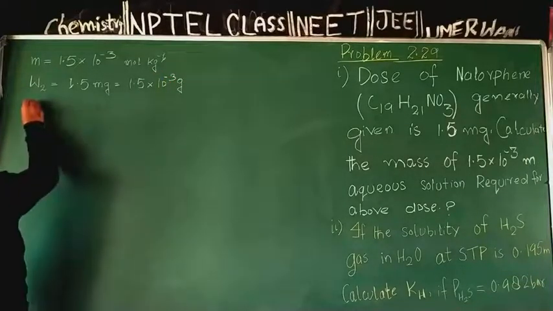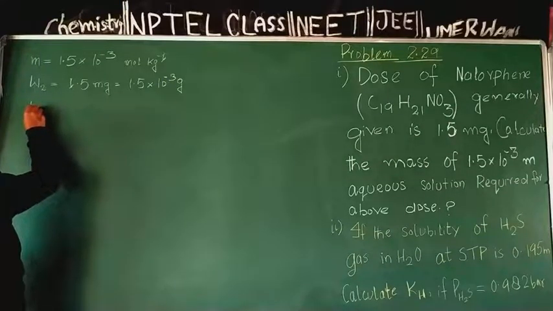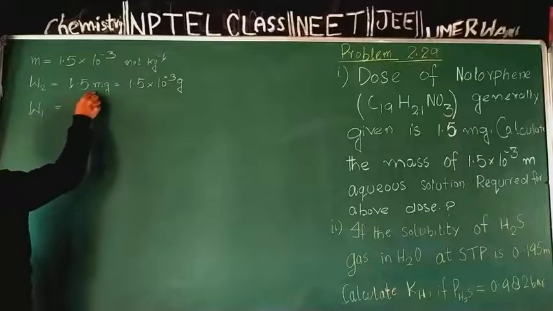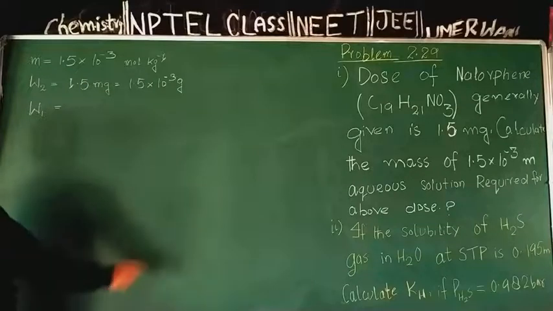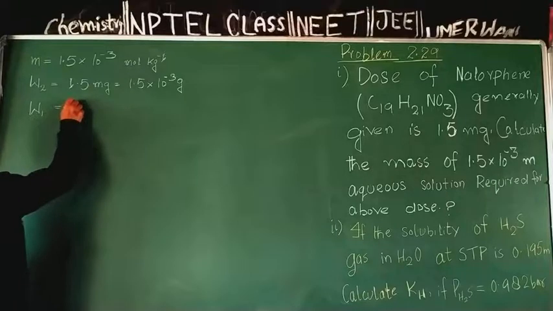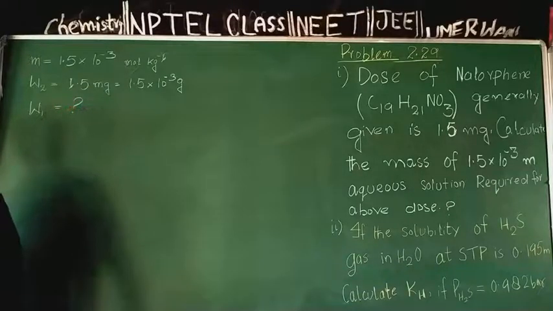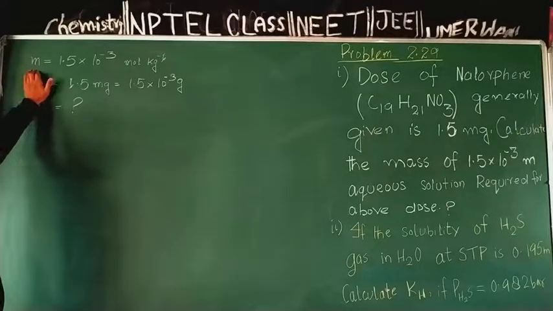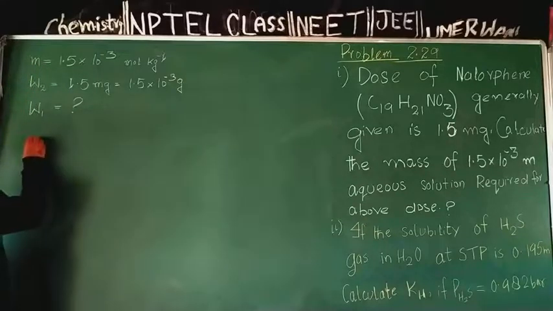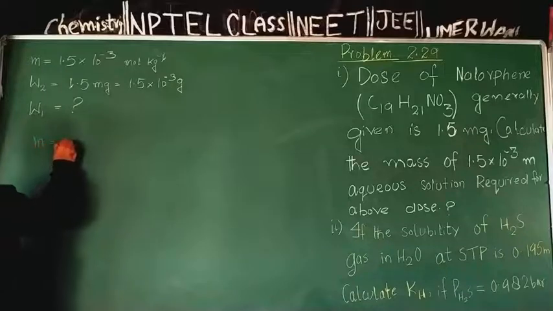Now we have to calculate the mass of water that is required in order to form its 1.5 into 10⁻³ molar solution containing this much mass of morphine, which is the prescribed dose. How much mass of water do we need? So the problem is based on the concept of molality.